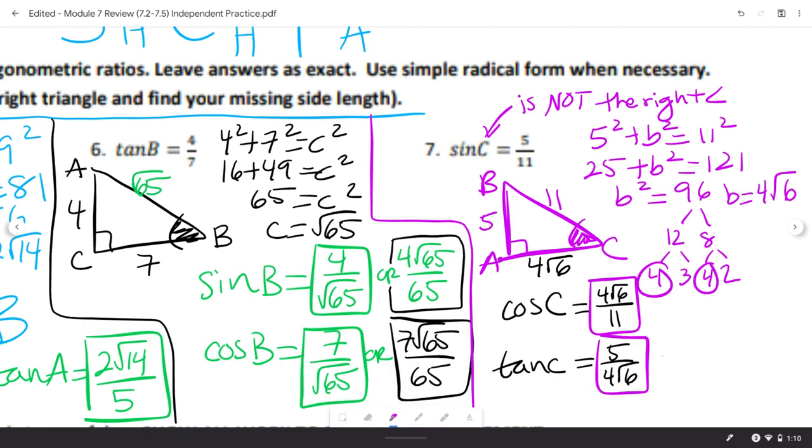And if you rationalize, you would multiply the top and the bottom by the square root of 6. And then remember, at the denominator, that'll become 4 times 6. So that'll be 24 at the denominator.